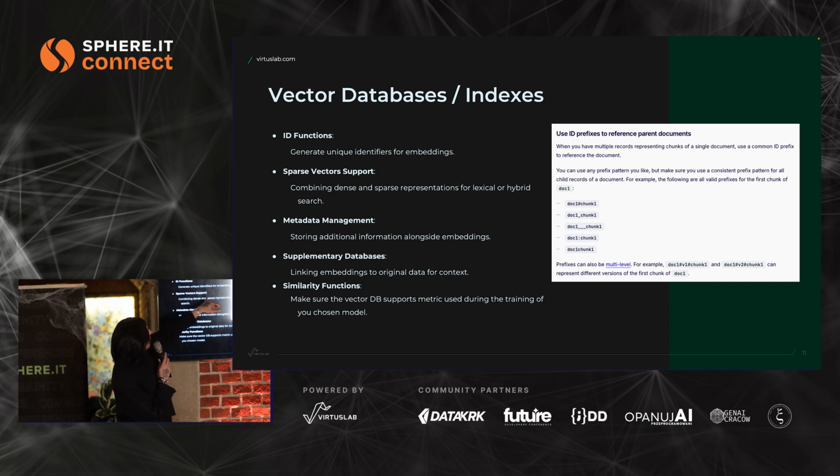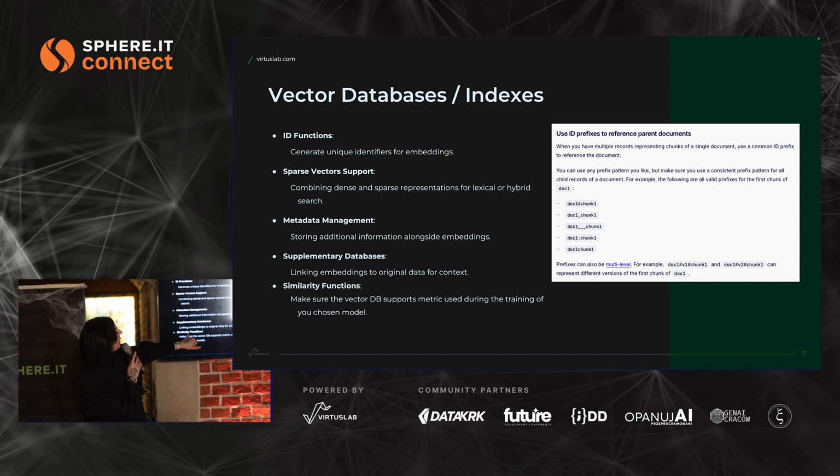It's random ID and you cannot go back to the data. Sparse vector support, we're not going into this. This is like a topic for another presentation. But combining dense and sparse representations for lexical or hybrid search usually yields better results. Databases also can store metadata, which can be useful for filtering out during the semantic search.